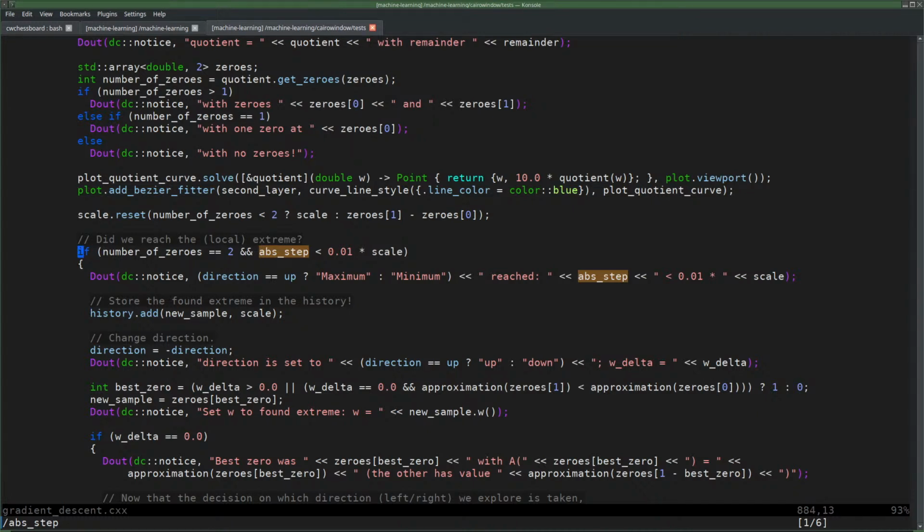Oh yeah, that was another problem. If I do not have two zeros at all, then I'm currently not detecting that we are not making any progress at all anymore. I thought that was a different problem, but it looks like the same problem.